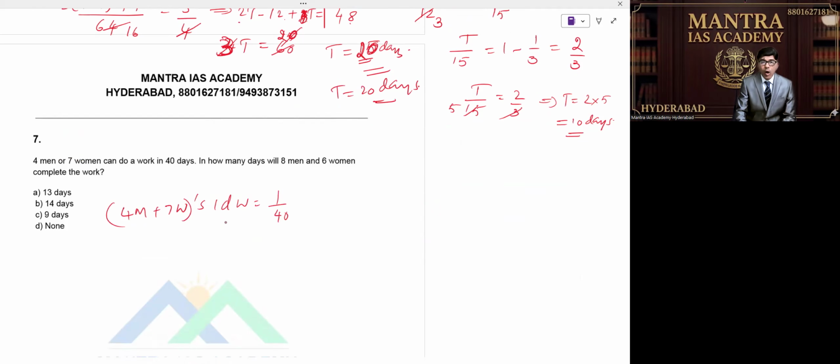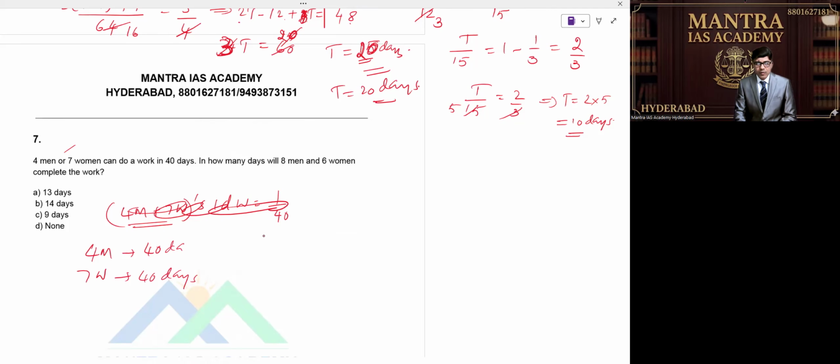But we have OR here. So what to do here? If it is AND, you will do this. OR means it's not the right thing. People will make this mistake, that's the reason I've taken it. 4 men can do it in 40 days, and even 7 women also can do it in 40 days. Hope you understood.